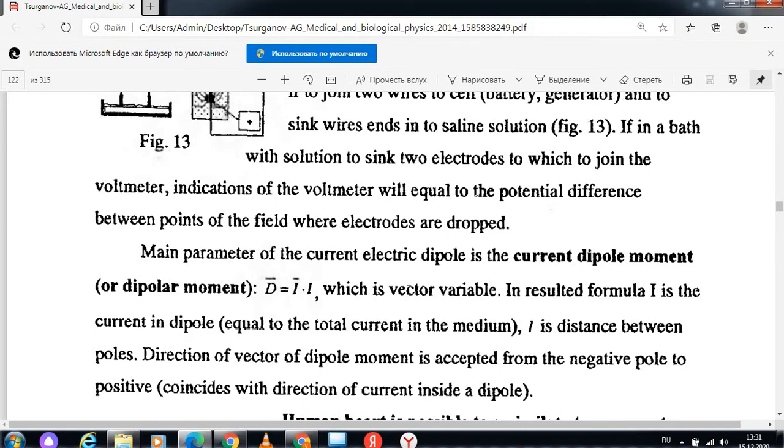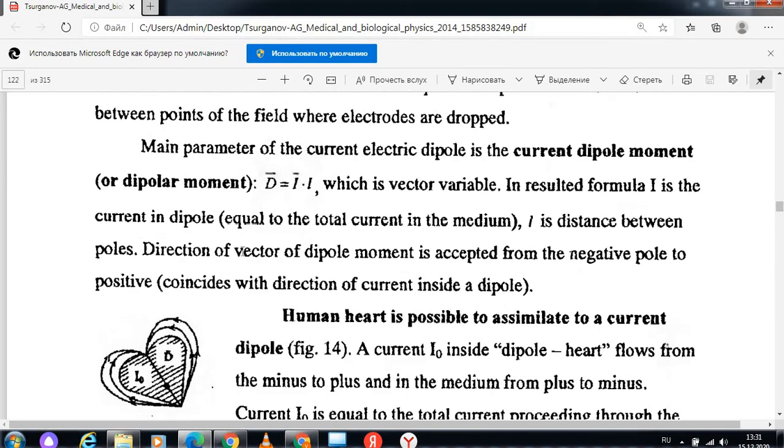In the resulting formula, I is the current in the dipole, equal to the total current in the medium. L is the distance between the poles. The direction of the vector of the dipole moment is taken from the negative pole to the positive. It coincides with the direction of the current inside a dipole.